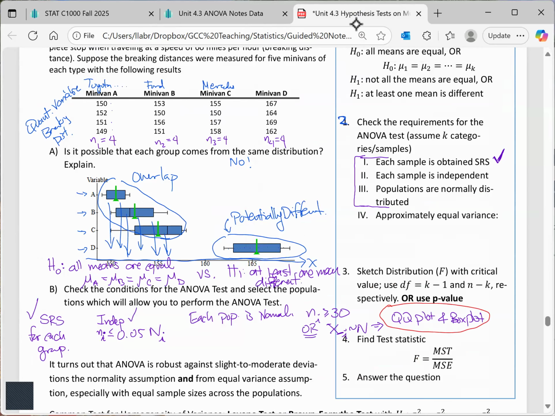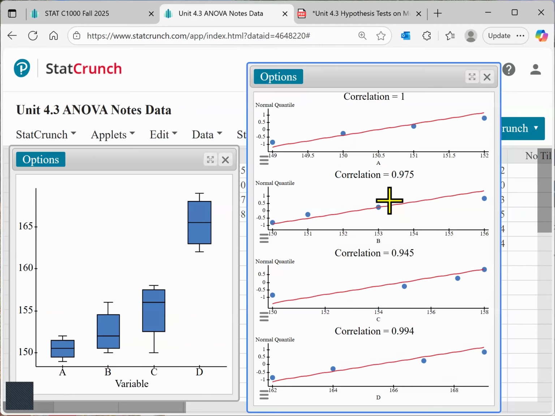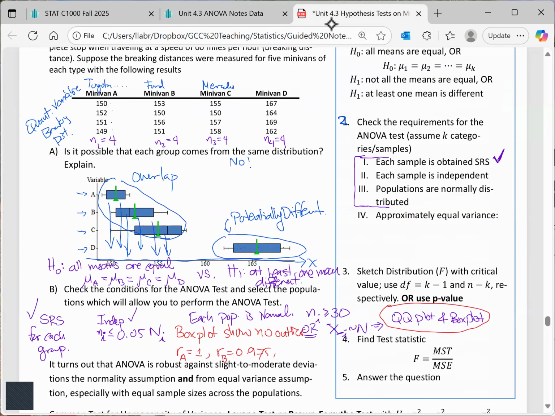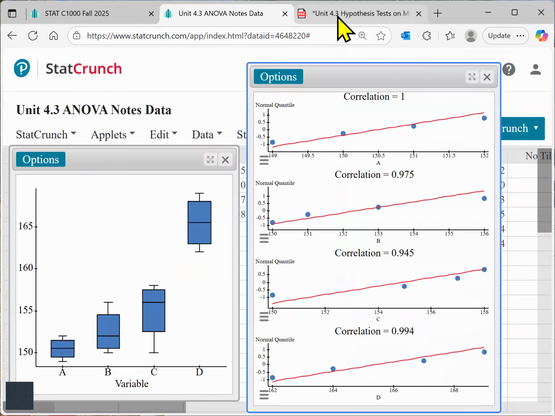So let's go ahead and say box plot shows no outlier. And then give me the correlation for each one. The correlation coefficient for A is 1. Correlation coefficient for B was 0.9, so I need to go grab it, 975. For C, it was 945. And for D, it's 994.